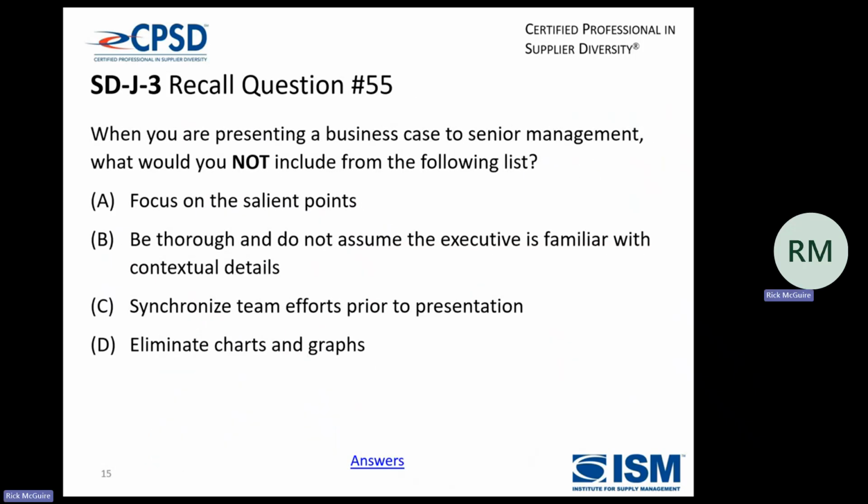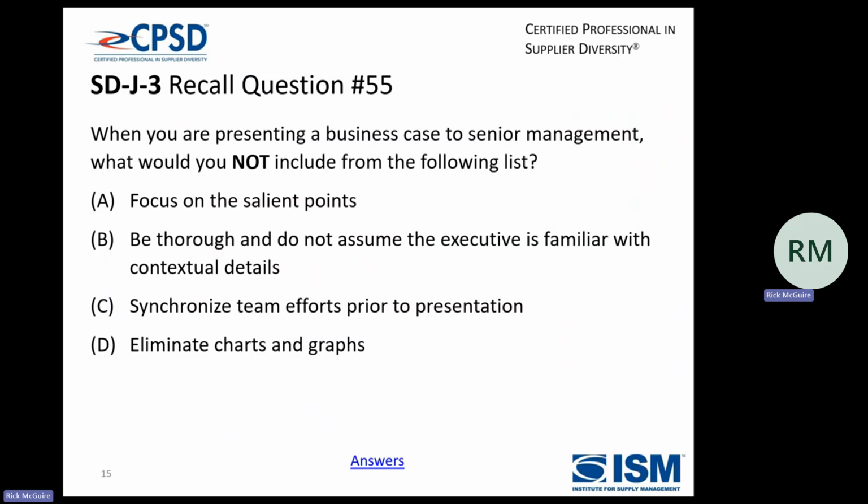So here's some questions. When you are presenting a business case to senior management, what would you not include in the following list? Focus on salient points. Well, that's pretty much every presentation. Be thorough and do not assume the executive is familiar with contextual details. Here's one case where the longest answer is not what you want because you're looking for a not.